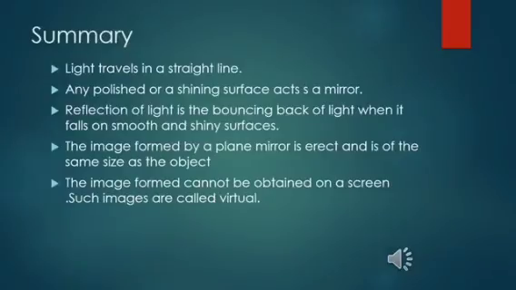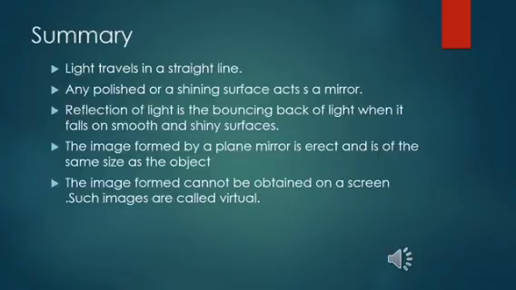Now let us summarize the important points. Light travels in a straight line, and that property of light that travels in a straight line is called rectilinear propagation of light. Any polished or shining surface acts as a mirror. Reflection of light is the bouncing back of light when it falls on smooth and shiny surfaces. The image formed by a plane mirror is erect and is of the same size as the object. The image formed cannot be obtained on a screen. Such images are called virtual.